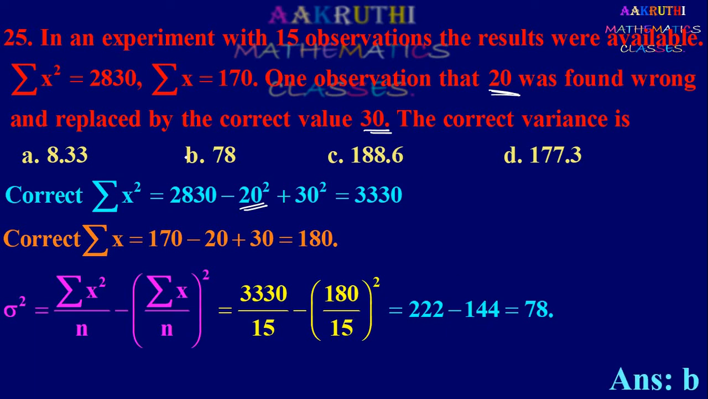So which is option B. Here 20 is the wrong data and the correct data is 30. So when we calculate sigma x square, we have to subtract 20 square and add 30 square, so we get 3330. And when we calculate sigma x, we have to subtract 20 and add 30, so the correct sigma x is 180. When we apply the formula, we get variance 78. Therefore the correct variance is 78, which is option B.